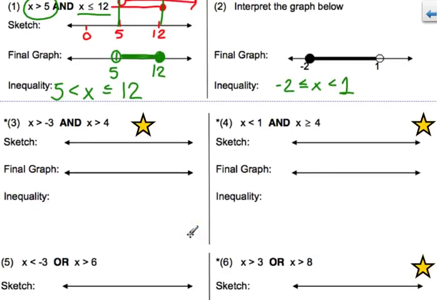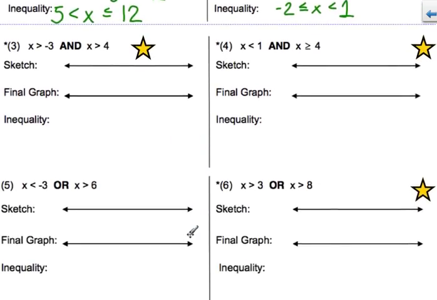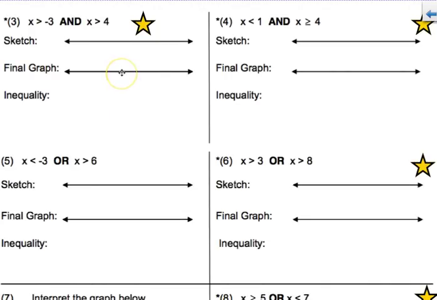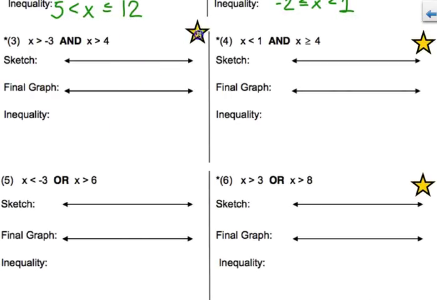Okay, all right, let's try some tricky ones. So 3 and 4, I have some AND problems. So here would be a 0 on my number line. A -3 would be to the left of it, and then a +4 would be to the right of it. Now I'm going to graph it above and see what happens. x has to be greater than -3, so open circle on -3, shade to the right. And x has to be greater than 4, so I'd have an open circle on 4, and it also says shade to the right.